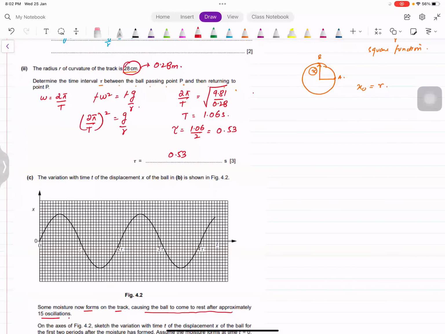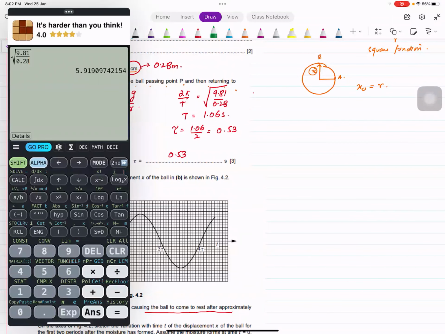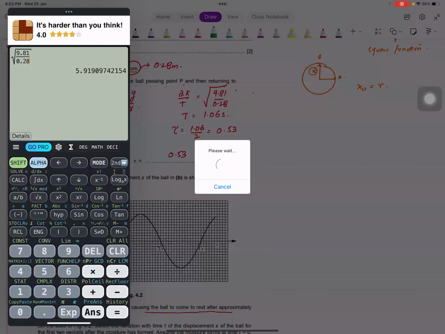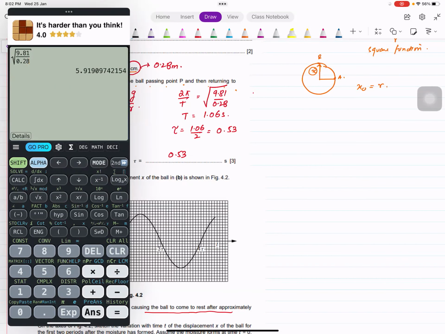Let me try again. Are you using R as 0.28 or 0.20? 0.28 too. Okay, I got exactly, wait, this divided by 2 pi. Why are you dividing by 2 pi? 2 pi divided by this value. So it's 2 pi over 1.06, 5.92. T is in the denominator.